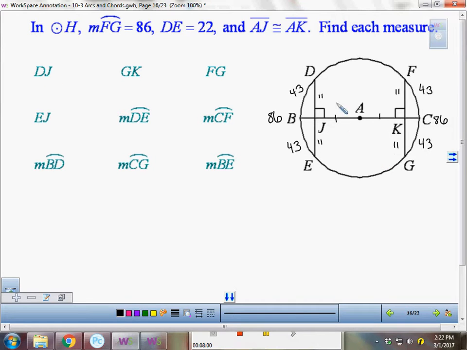DJ, and I don't mean like disc jockey. All right, DJ, well, that's 11. GK, that's 11. FG, that's the whole thing, so that would be 22. EJ, 11. The measure of arc DE, so D all the way to E, well, we know that that's 86 degrees. All right, CF, 43 degrees.